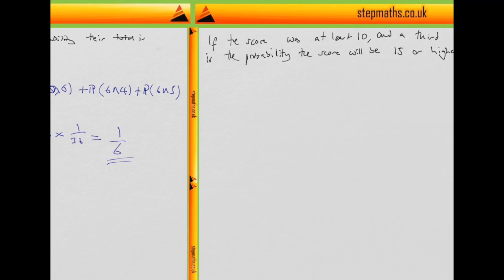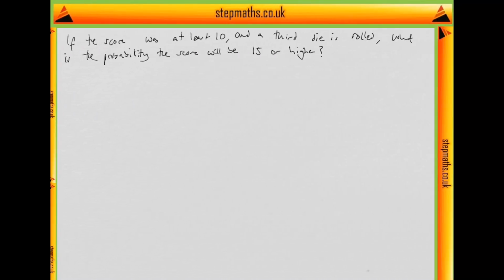Okay, now part 2 says if the two dice were rolled and their score was at least 10, and we roll a third die and add that to their score, what is the probability that the new score will be 15 or higher? Well, let's list out the combinations that the first two dice could have. So after two rolls, it's 10 or higher. So it could be a 10, an 11, or a 12. Clearly we can't have higher than 12 because two dice only have 6 on each, so 6 and 6 is 12. Can't have 13.